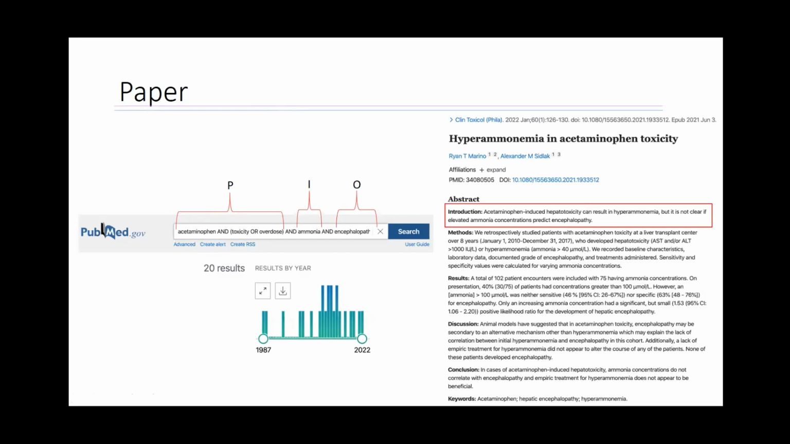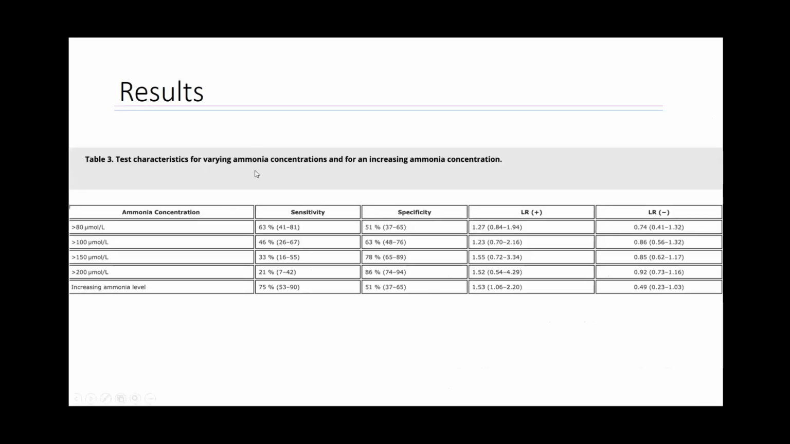But you find this paper, it's entitled Hyperammonemia and Acetaminophen Toxicity. And you quickly read the introduction, and it seems like it does fall within the scope of what you're trying to answer on the floor. It says acetaminophen-induced hepatotoxicity can result in hyperammonemia, but it's not clear if elevated ammonia concentrations predict encephalopathy. So you decide to give it a fair shot. You do what we all do. You open the paper, you scan the abstract, and then you just jump to the results. But then you're kind of overwhelmed because it's a lot of results, and you've seen sensitivities and specificities before, but you've never interpreted likelihood ratios before.